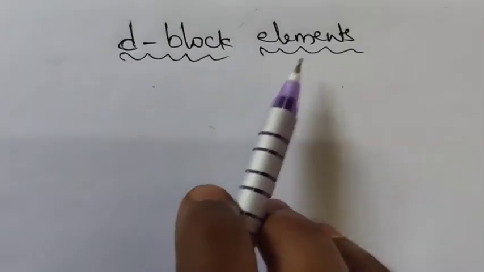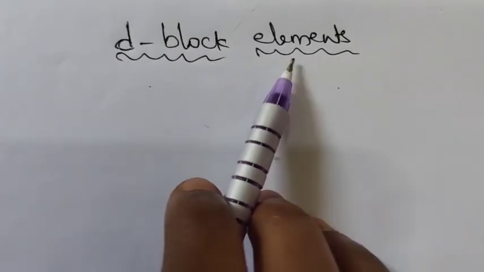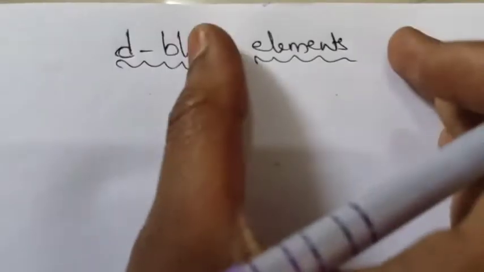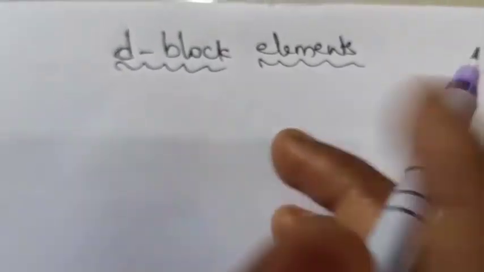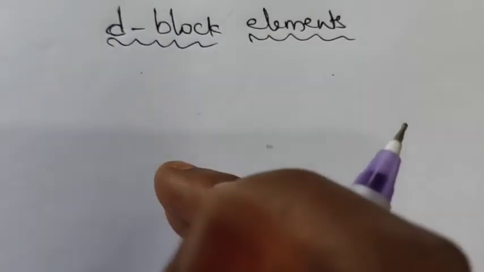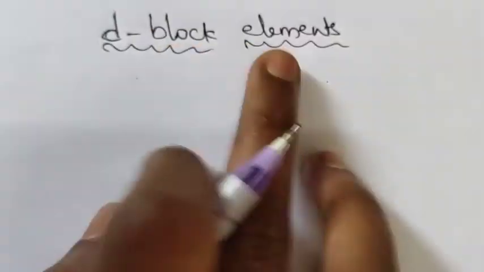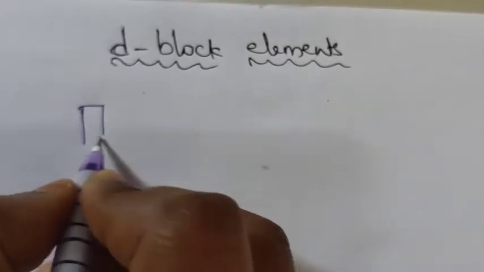This D block element is one of the BSc Chemistry second semester topics. Today we are going to discuss these D block elements. D block elements are those whose last electron starts filling in the d orbital. Those are called the D block elements, and the D block is present in between the S and P block.